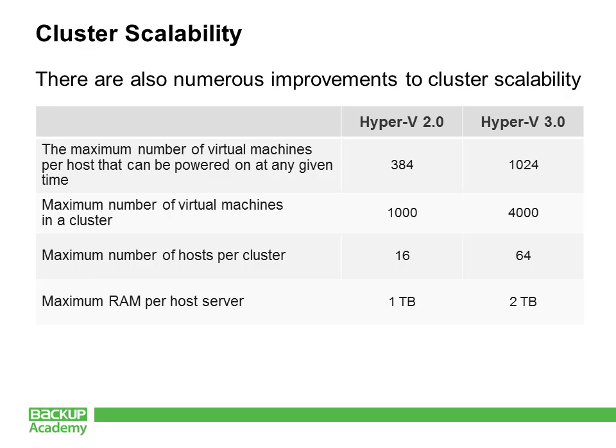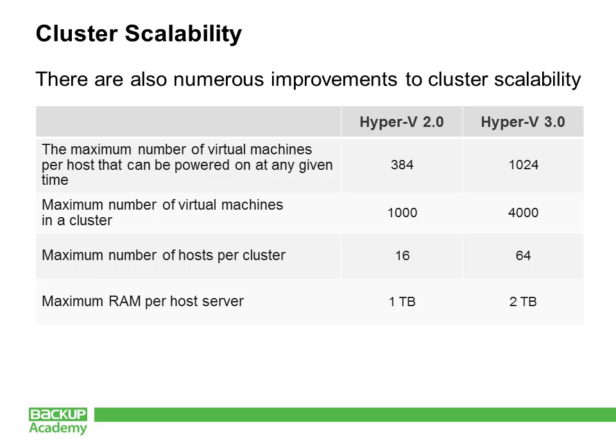Microsoft has also made a lot of improvements to cluster scalability. To show you what I mean, the maximum number of virtual machines per host that can be powered on at any time in HyperV 2.0 was 384. That's quite a few. But in HyperV 3.0, Microsoft increased this limit to 1,024. So you can have over 1,000 virtual machines powered on at any given time on a host within a cluster. The maximum number of virtual machines in a cluster: in HyperV 2.0, you could have 1,000 virtual machines per cluster. In HyperV 3.0, that limit's been increased to 4,000 virtual machines.